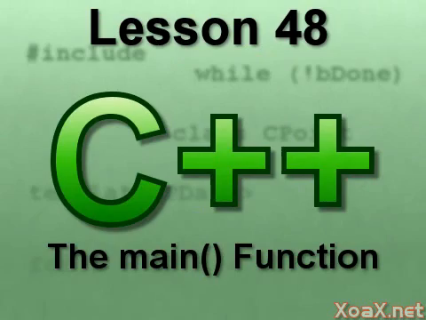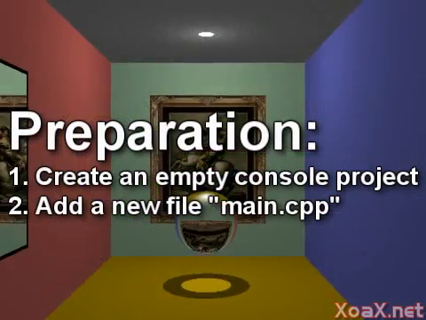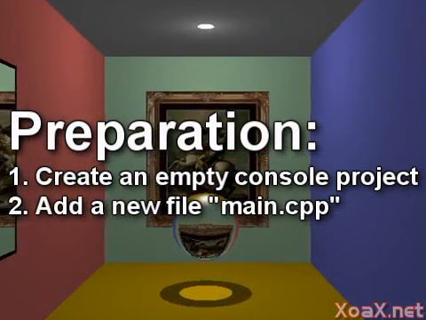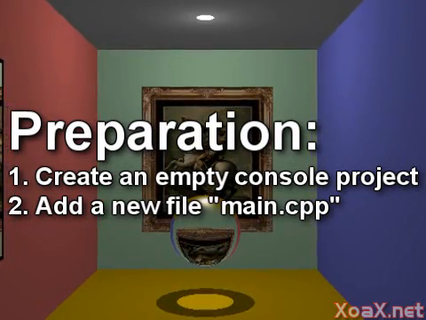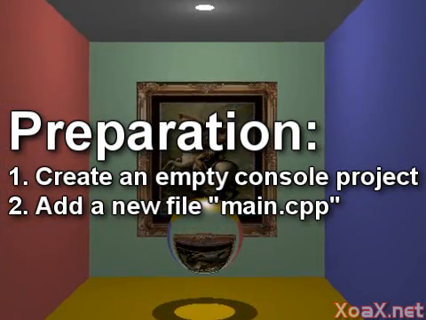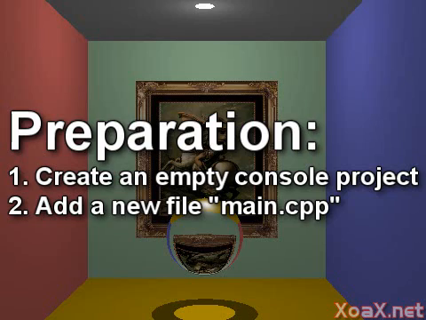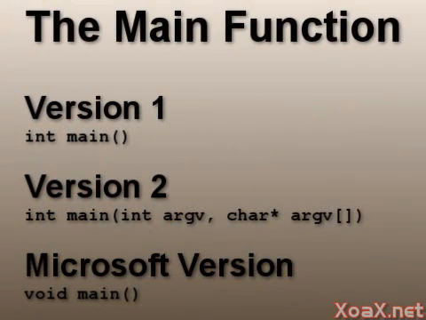Lesson 48, the main function. To follow along with this lesson, you will need to create a new console project and add a new file named main.cpp to it, as we did in lesson 1. In this lesson, we will explain the functional properties of the main function and its variations.